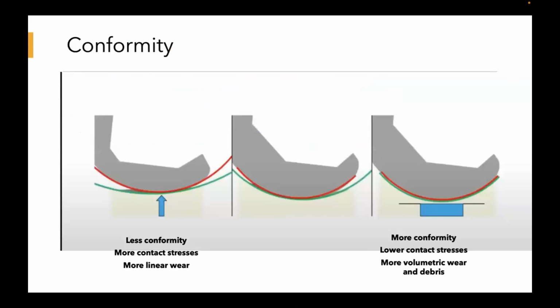And let's discuss conformity. The degree to which the femur and polyethylene conform with each other is known as conformity. In the first picture, there is less conformity, but there are more contact stresses. More contact stress leads to more linear wear. In the third picture, there is much more conformity. So there is lower contact stress, but it can lead to more volumetric wear and debris. But with our highly cross-linked polyethylene, the wear and debris will be less.